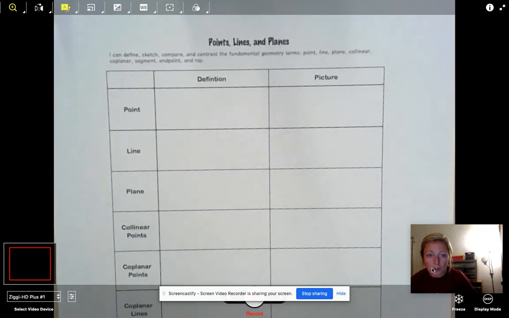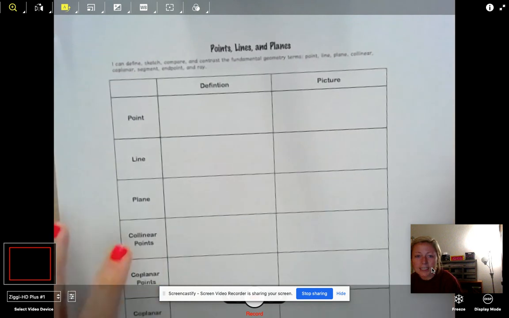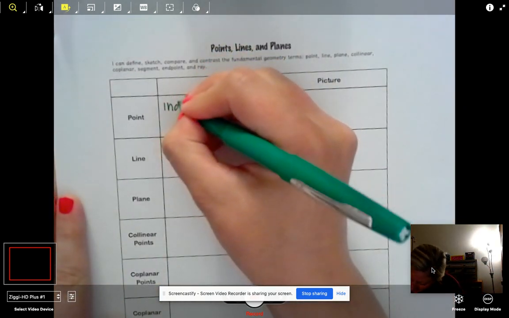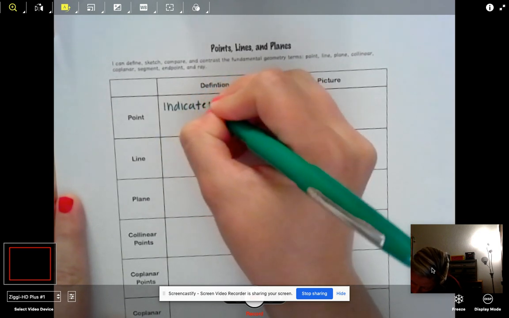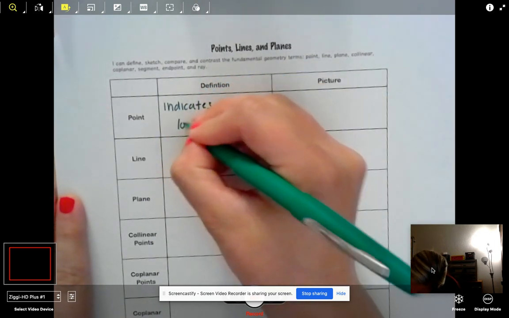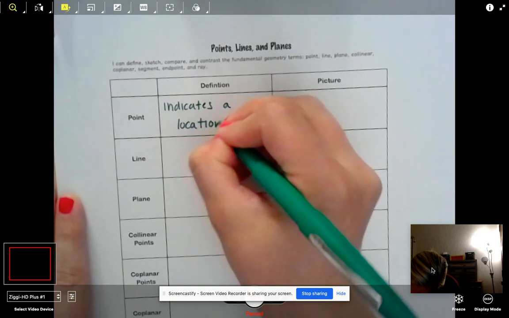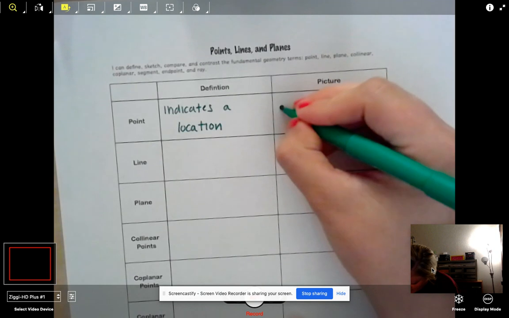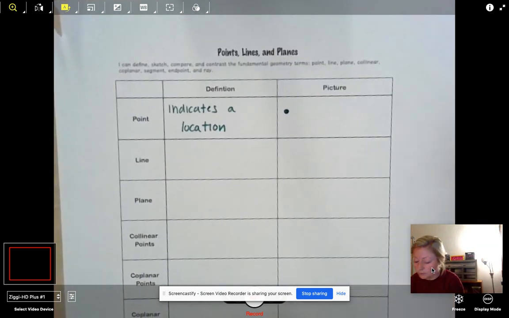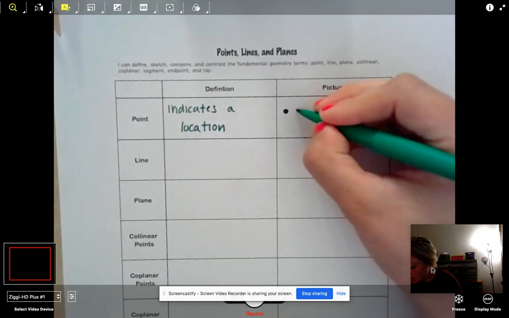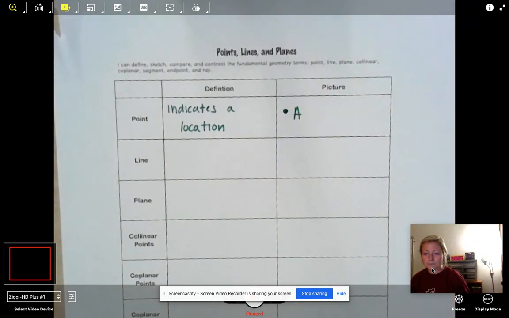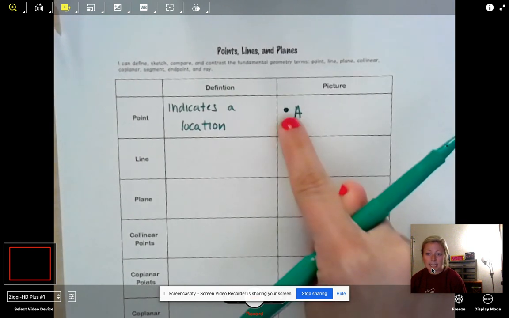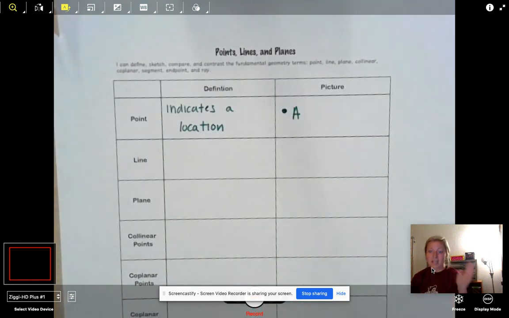We're going to start with a point. A point just indicates a location. So our definition would be: indicates a location. Here would be a picture. It's literally just a dot, you guys, with a capital letter next to it. I'm going to use A because I'm boring. So this is a point. It's just marking this exact spot. It's a location. That's it.